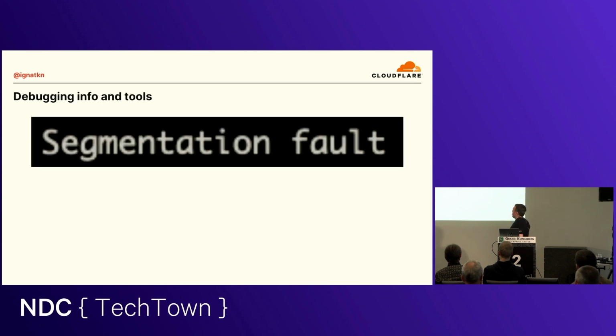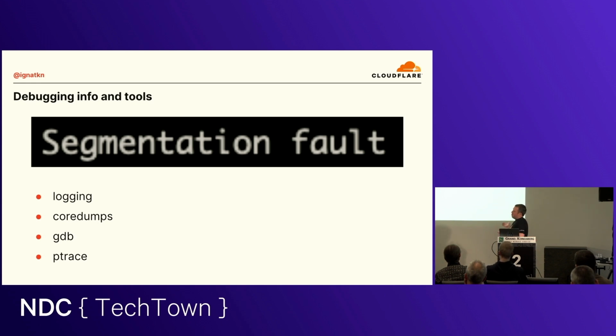Finally, keys can be leaked by debugging information and tools. So if our processes crash, we may get a core dump, right? And a core dump is a snapshot of the whole process memory address space, and then we'll have the keys there. So what can we do about it?